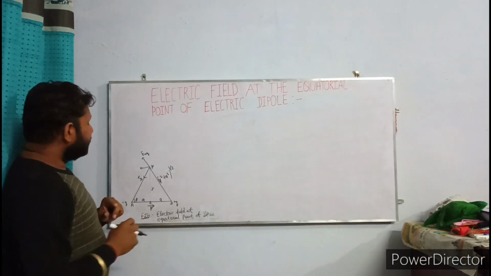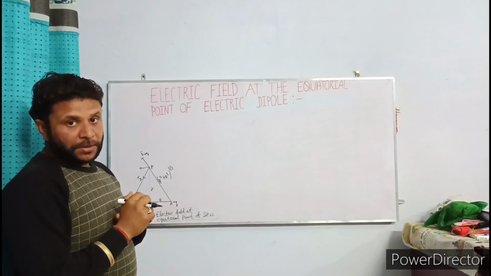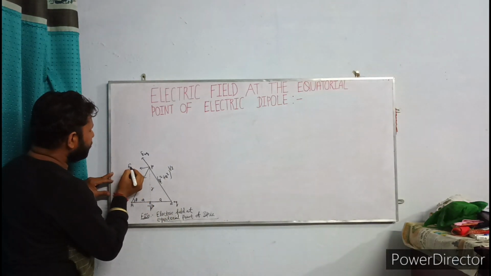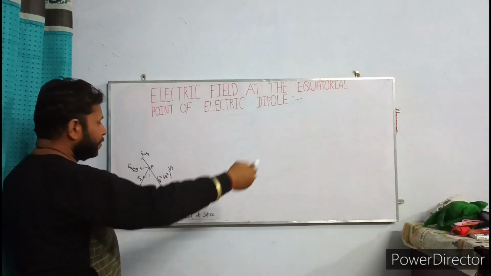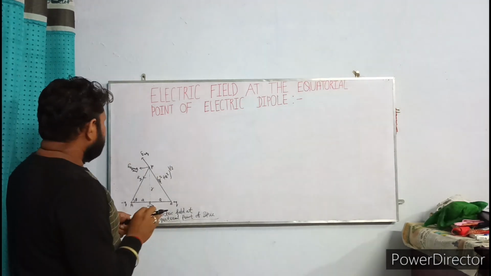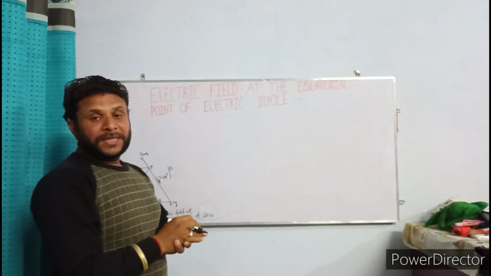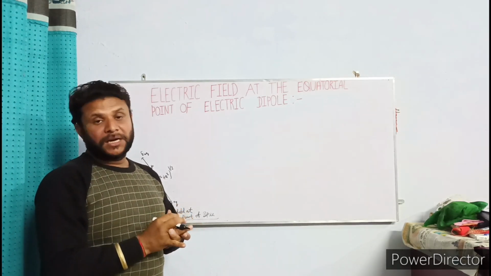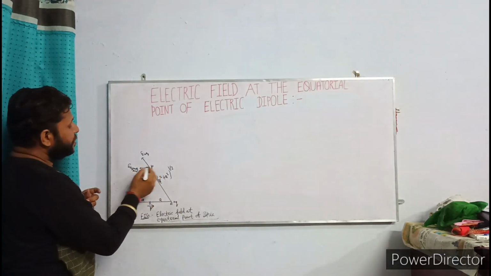Okay, students, as we have seen, E plus Q and E minus Q both have the same magnitude, so the resultant electric field E equatorial, direction would be here. Because as we have seen, I have drawn that the vertical components of both electric fields will cancel each other out and only the base component will get added up. So this is the result.